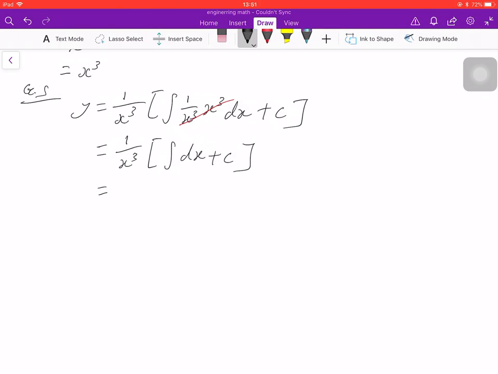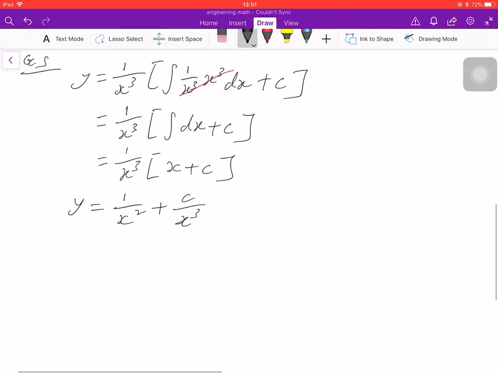Okay, and then we write it down. So we do the integration here. This is the integral of 1 dx, so we get x plus c. So y is equal to 1 over x cubed times (x plus c), which is 1 over x squared plus c over x cubed.